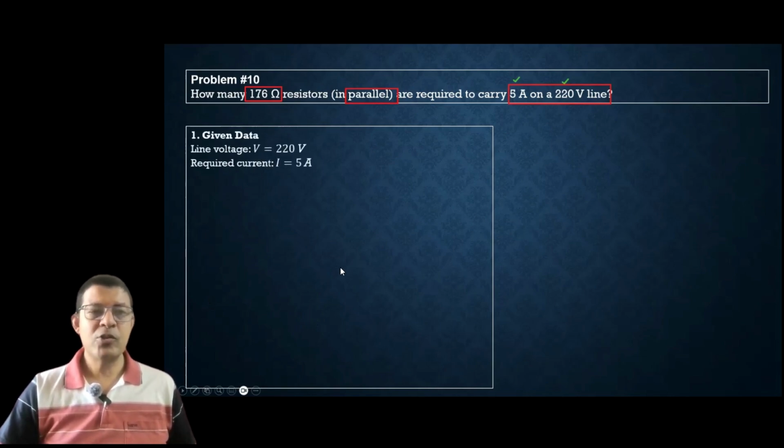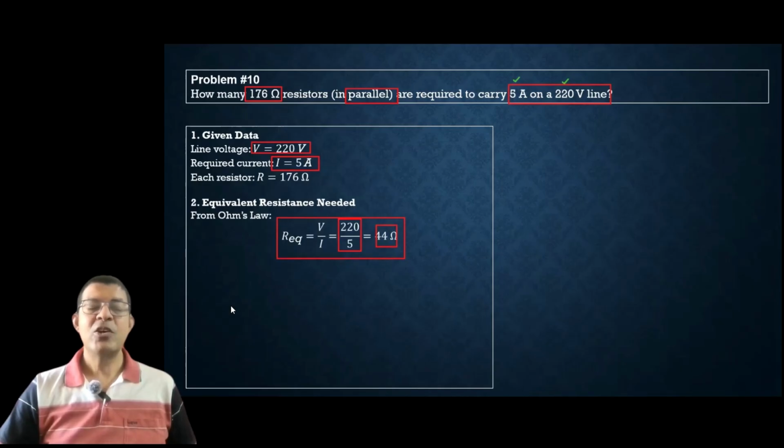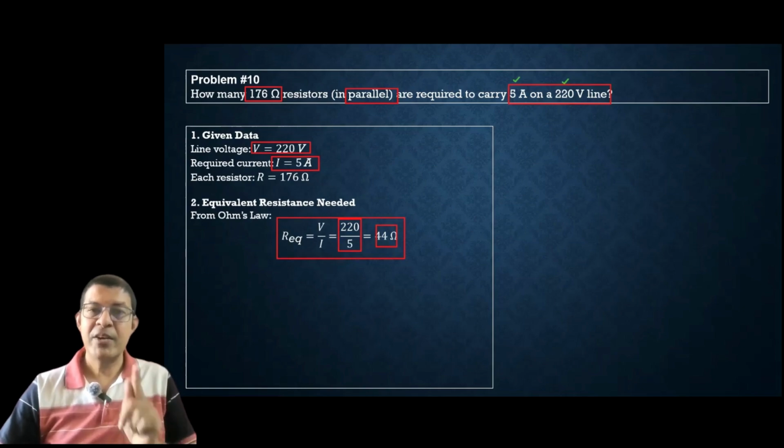So given data is voltage is equal to 220 volt. Current is given 5 ampere. We find the equivalent resistance first, using Ohm's law: 220 divided by 5, which is 44 ohm. This is the equivalent resistance of the circuit, which will manage to give 5 ampere current in the circuit. We need 5 ampere. Now it is asking how many of 176 you need to connect in parallel, right? And that 176 in parallel will have to give the equivalent resistance of 44.